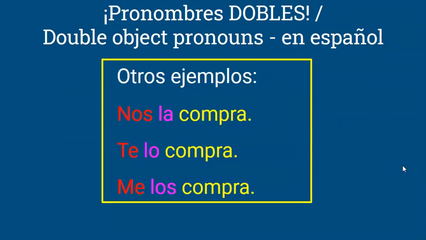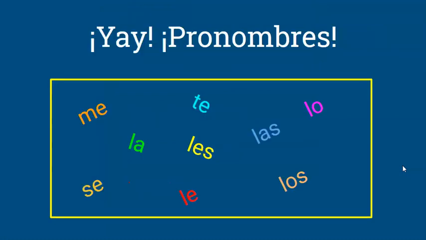Here are some other examples of how those combine. Different people to whom it's happening, different things that are being bought. Nos la compra, te lo compro, me los compra, just as a few examples. And of course, everything is better with practice, so listen to this again if you need to, come back to it for the examples, and suerte, good luck with all your practice and using pronombres en español.